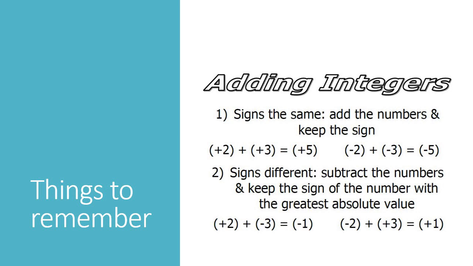Let's take one more example. Minus 2 plus 3. Again, one is positive and the other is negative. So we'll subtract: 3 minus 2 is 1. In 2 and 3, 3 is greater and 3 is having a positive sign. So minus 2 plus 3 will be plus 1 or simply 1.